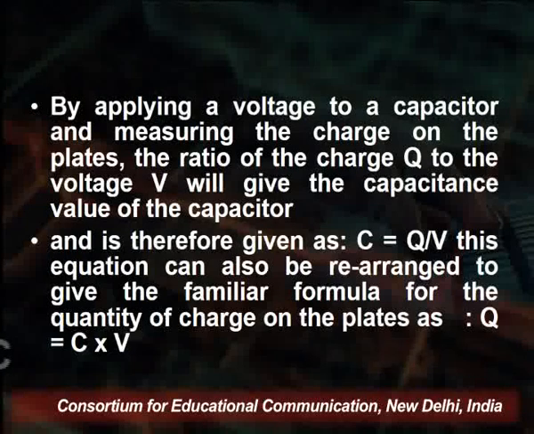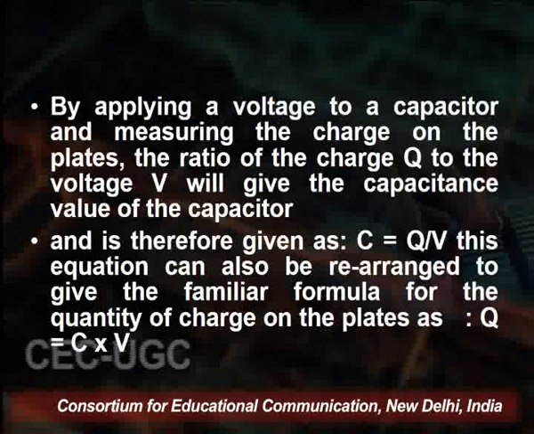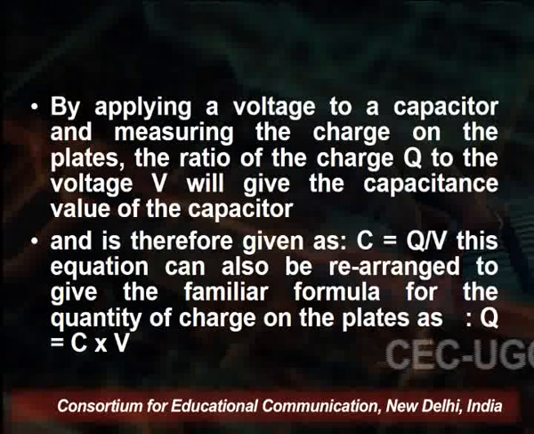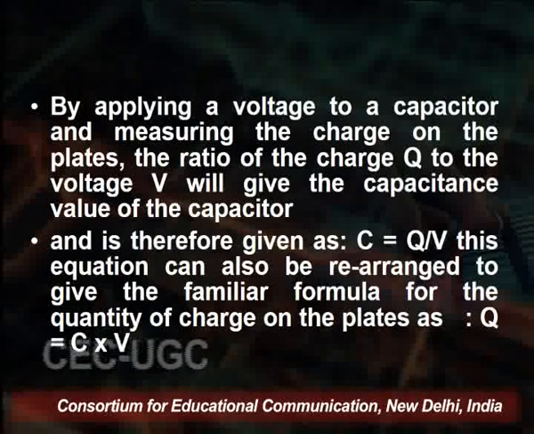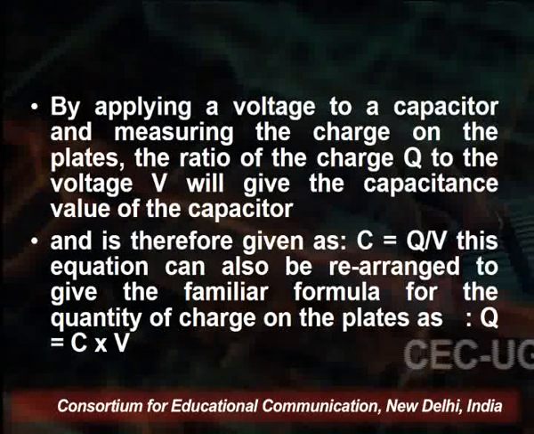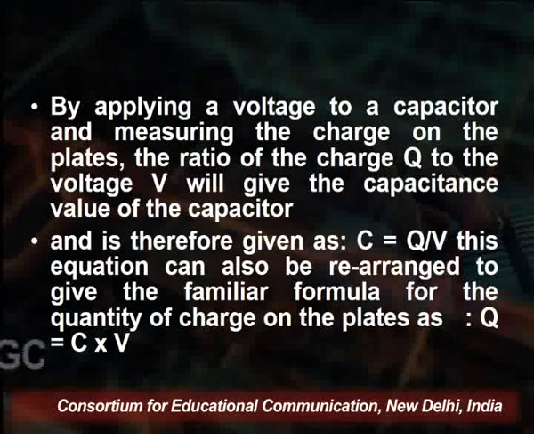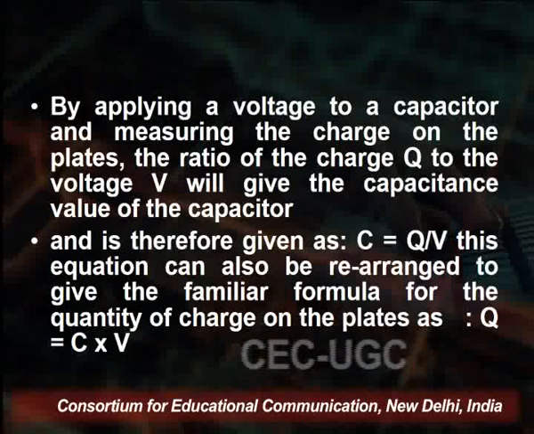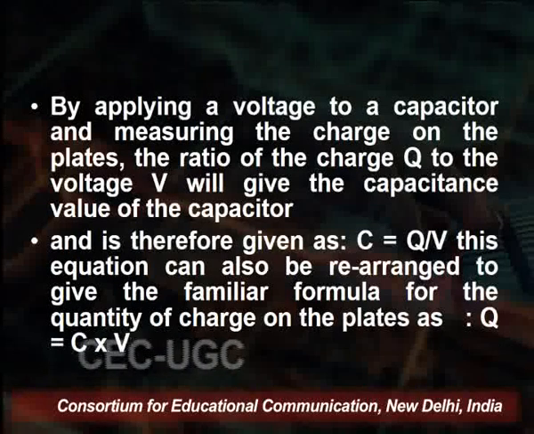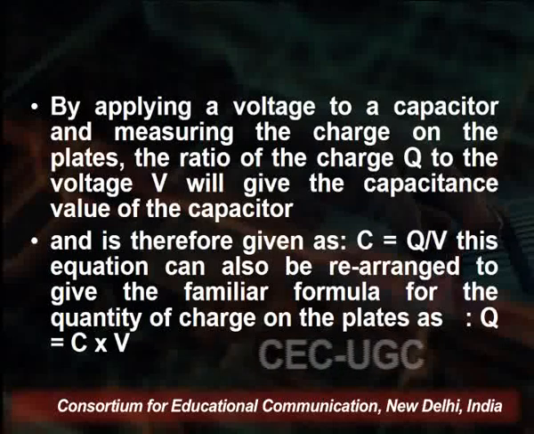This equation can also be rearranged, and then we can find the charge on the plate, that is Q is equal to C into V. If we calculate the charge on a plate, then we should know the capacitance and the voltage applied. Here, if we take the capacitance, then how much charge is there and the voltage applied across the capacitor can be calculated. Capacitance C is equal to Q by V, and if we calculate the charge on the plates, then we can use the formula Q is equal to C into V.